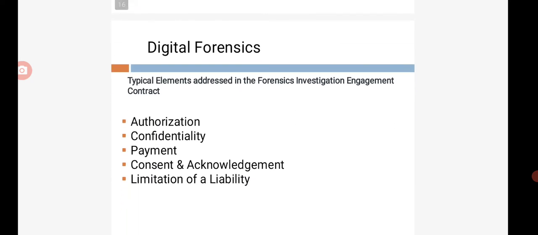next we will discuss typical elements in the next session.